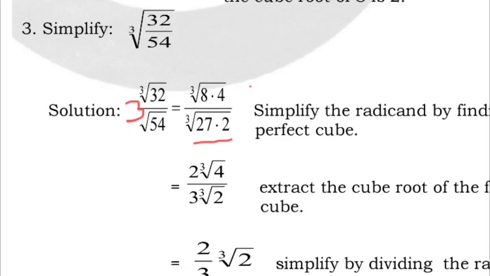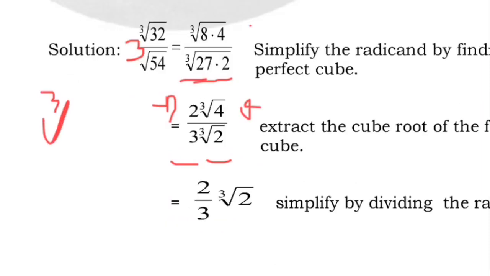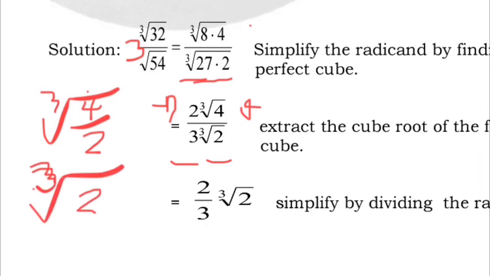Since the cube root of 8 is 2, we're going to have 2 here, times the cube root of 4, the remaining number. Then the cube root of 27 is 3, so this is 3 here, times the remaining cube root of 2. Then we can combine the cube root of 4 over the cube root of 2 as the cube root of 4 divided by 2. 4 divided by 2 is 2, so this is equal to the cube root of 2. So our answer is 2/3 times the cube root of 2.